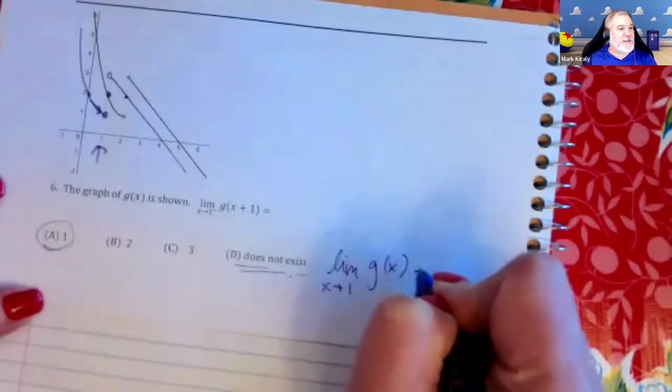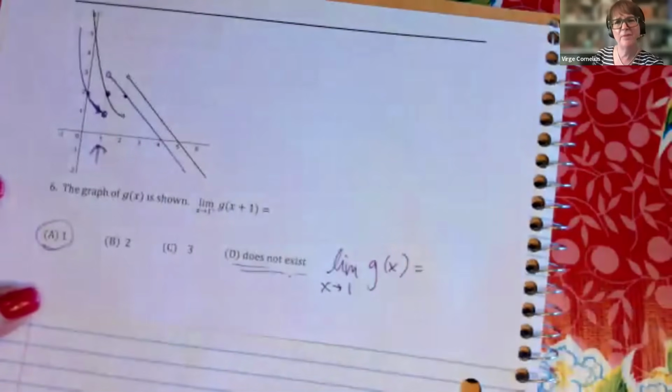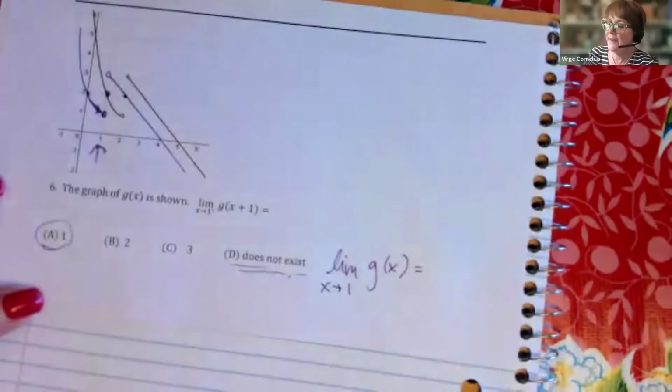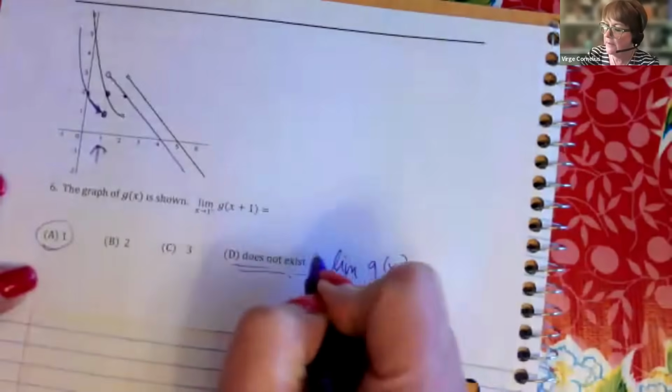So it's really going to have to be... But what about something really nuts? Now that's a problem. If we're approaching, both sides have to match up, right? And both sides do not match up here, on the original g of x. This one would be does not exist.